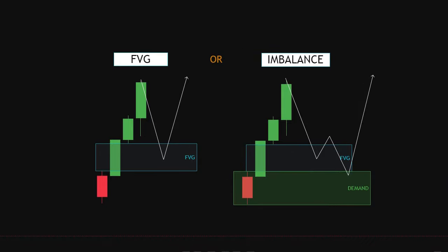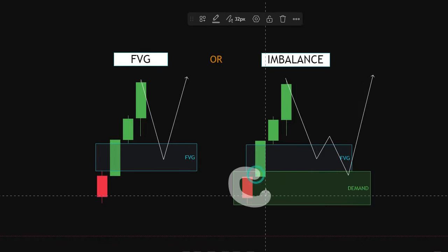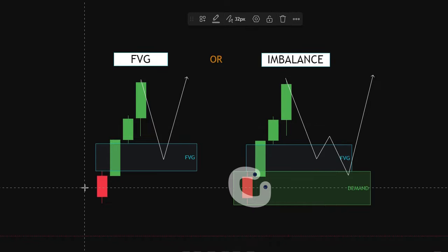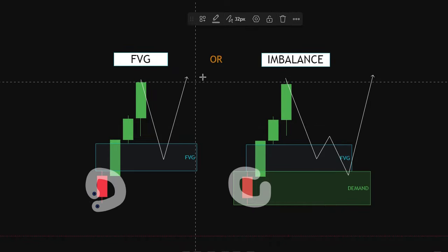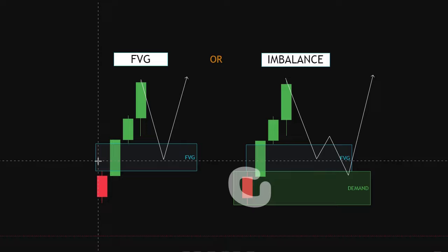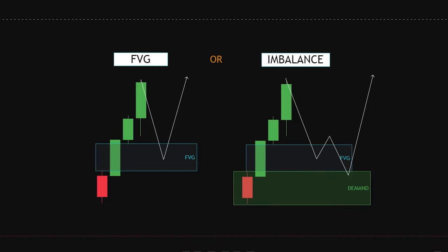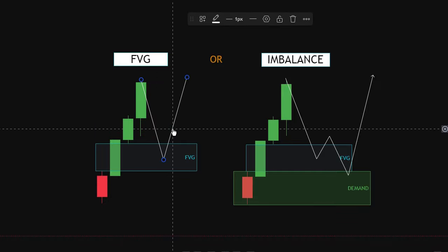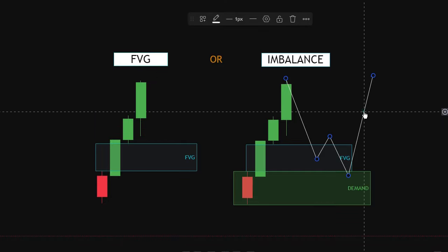For imbalance, we always consider the last candle before the imbalance formation. This is the imbalance, and this one is also called an imbalance, but FVG traders don't consider that a demand zone. Now, what is the difference, and why should we trade the imbalance instead of the FVG?